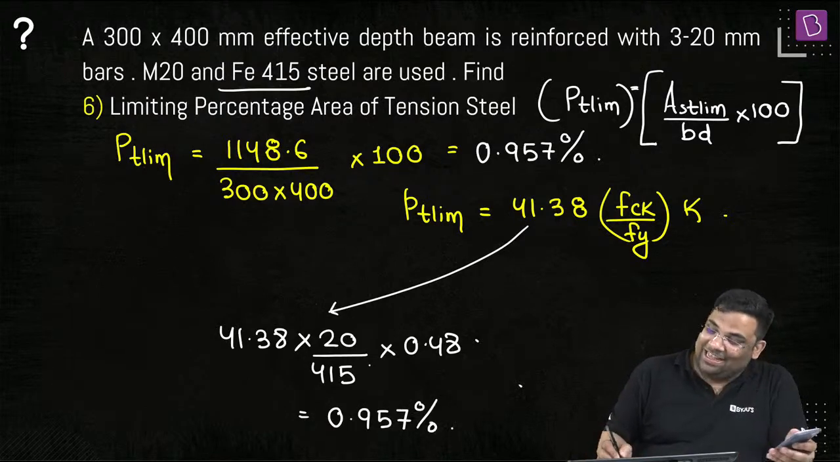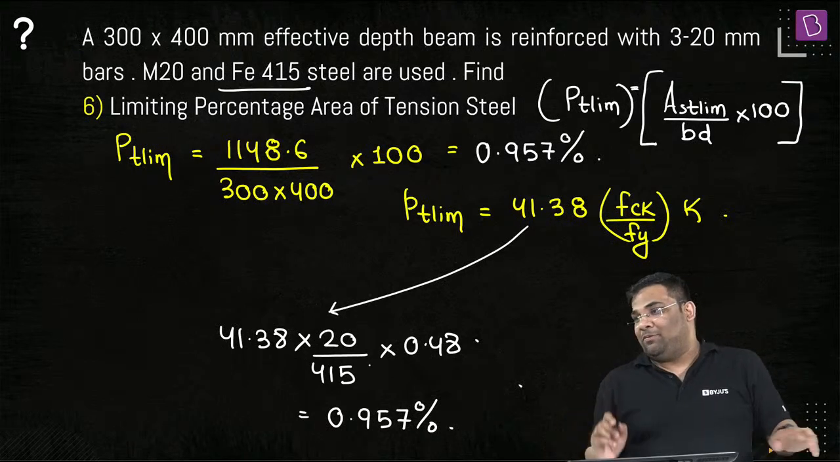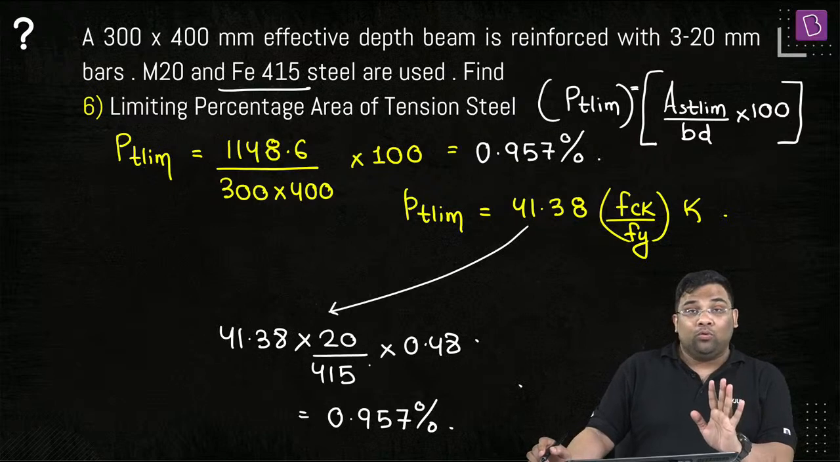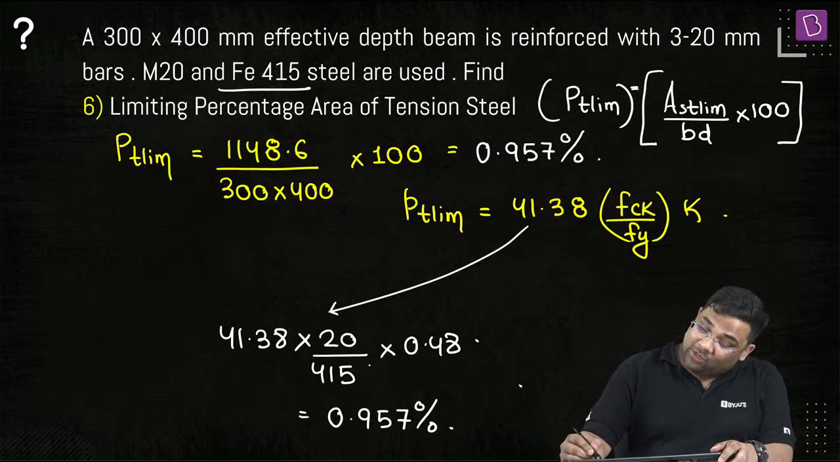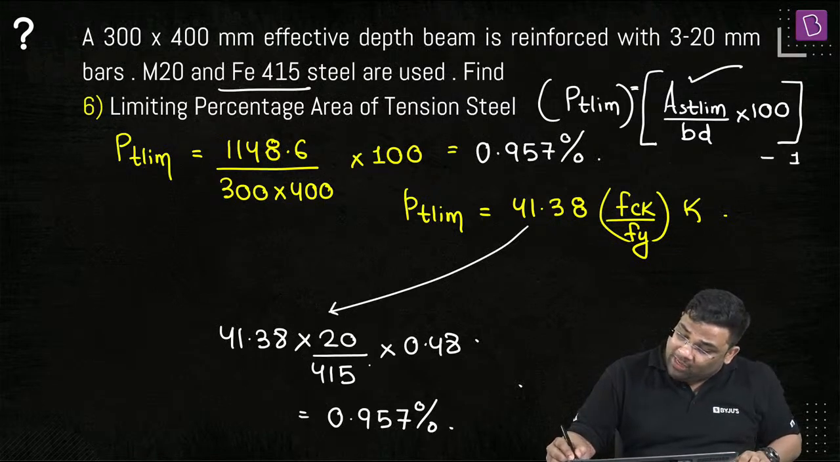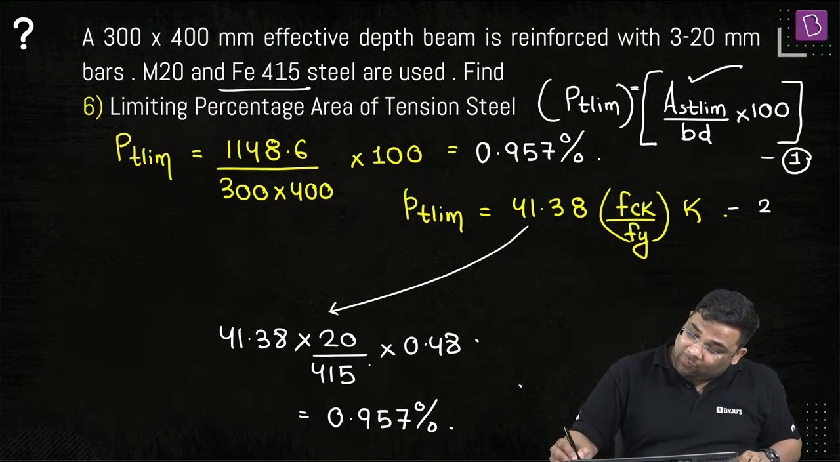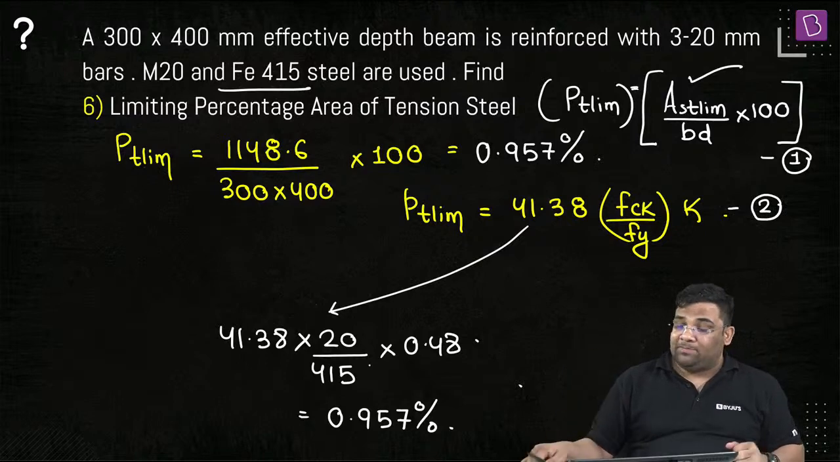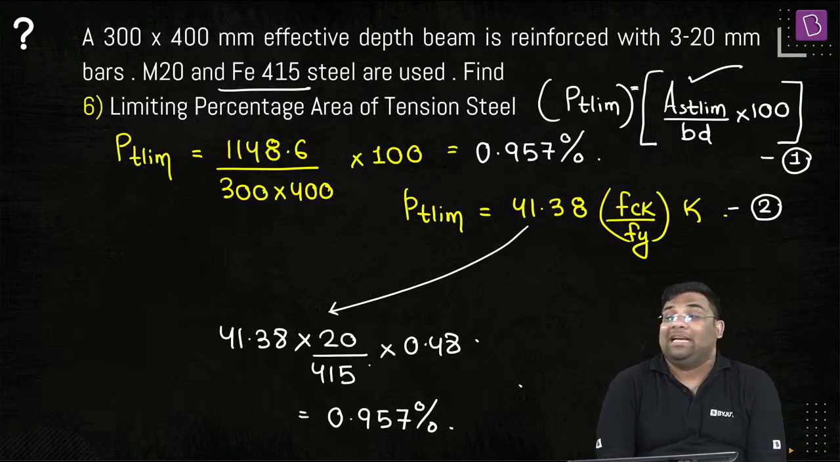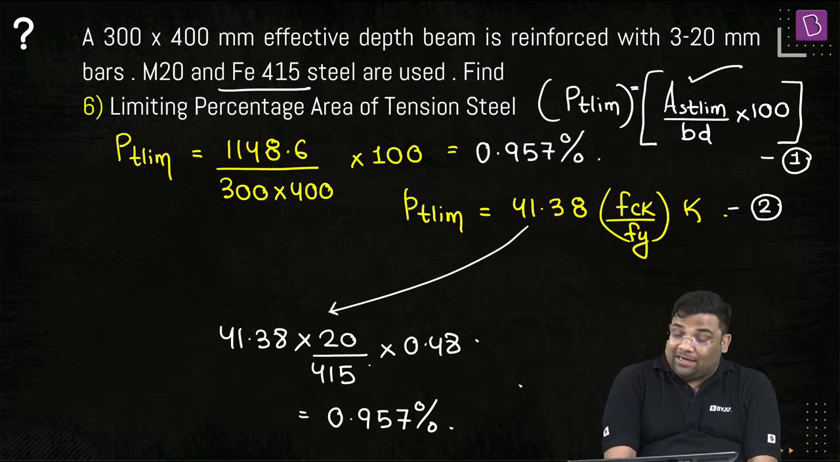0.957%, right? Yes. So tell me, which is better approach to find out the limiting percentage of tensile steel? First find out Ast limiting, divide by bd into 100. Suppose this is your approach 1, or directly use this formula, approach 2. Which approach is better to find out the pt limiting? The second one is better, yes.